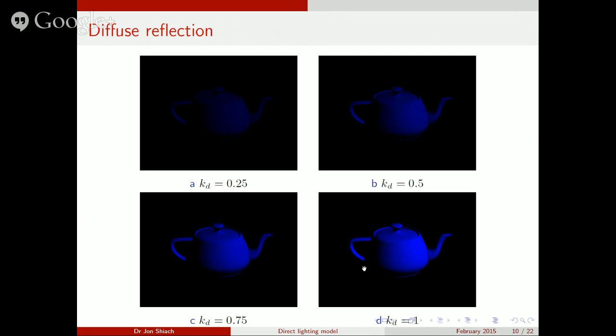So KD controls how much diffuse light is being reflected. In my opinion, KD of 0.75 is probably a bit too much. I think this one probably looks the best. If we're trying to represent a teapot, you set your KD to be what's best for that object that you're defining.